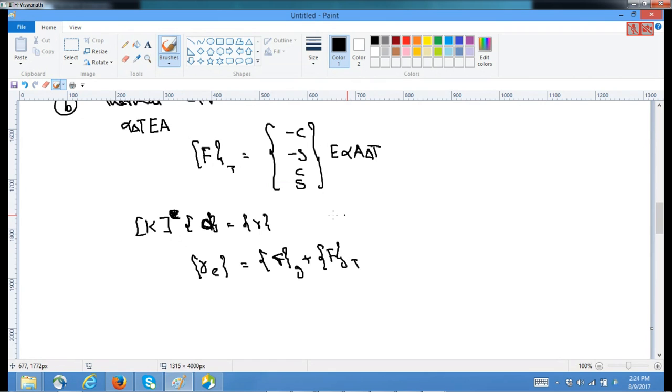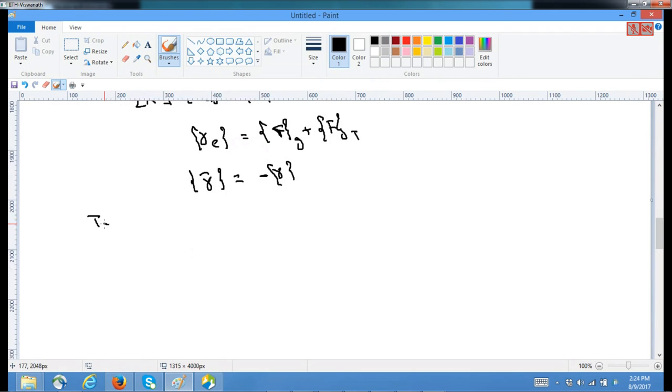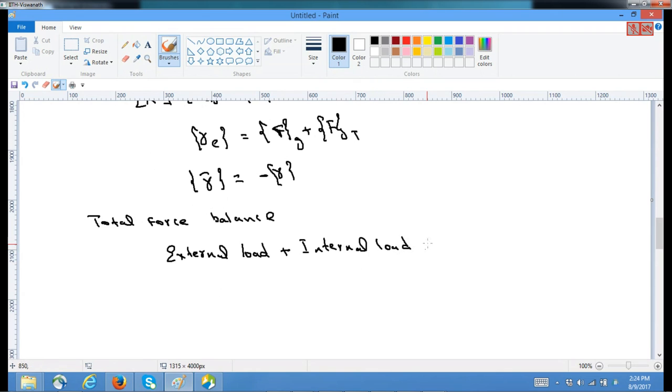But we know that for any given R, because of Newton's third law, for every action you have a reaction, so R bar is equal to minus R. Now when I take the total force balance for a truss member, the external load plus the internal load, all acting, must be equal to 0.